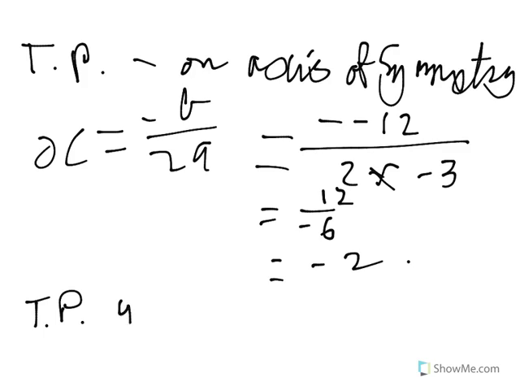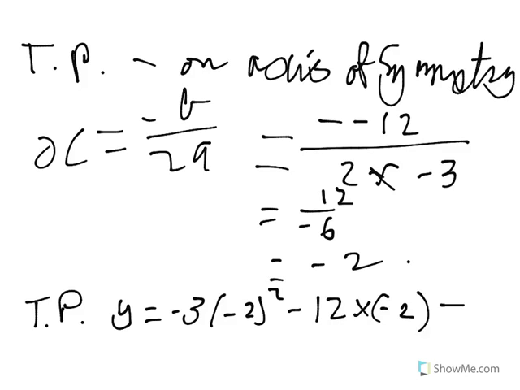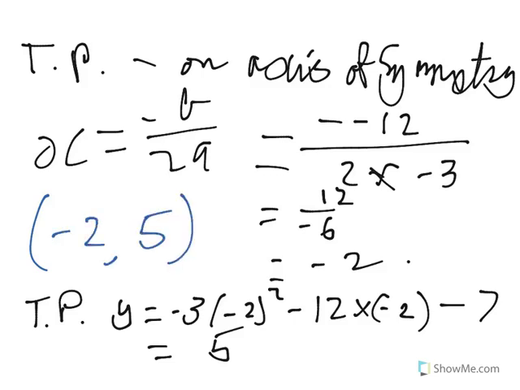So to find the y value, we put negative 2 into that, so it's negative 3 times negative 2 squared minus 12 times negative 2 minus 7 on the end, and that comes out to 5 when you work it out. So our turning point is at negative 2 and 5.